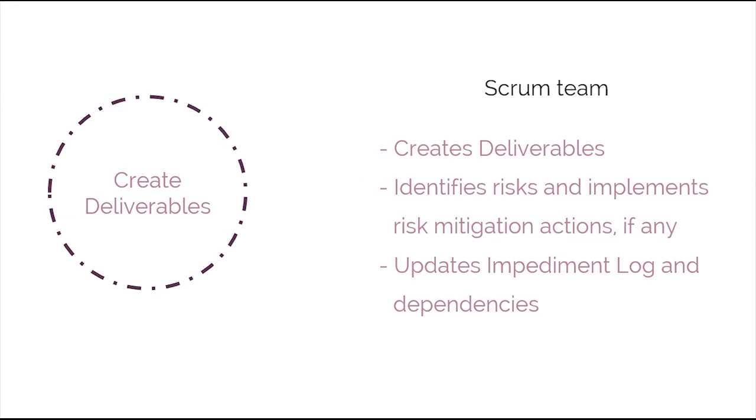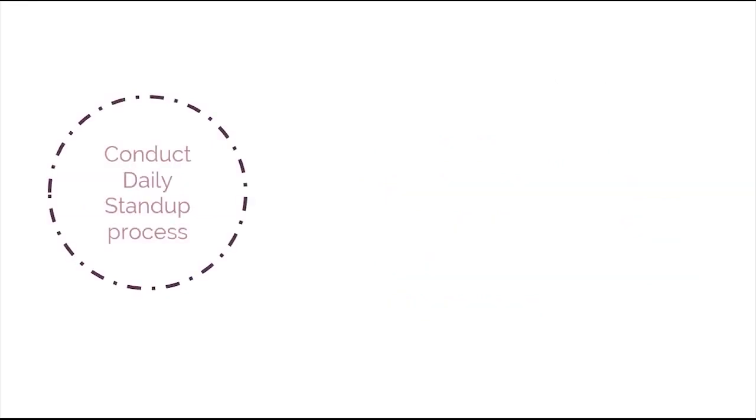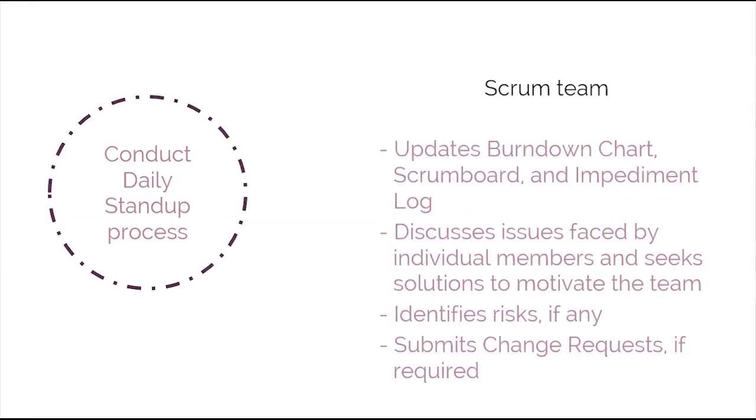For instance, during the Create Deliverables process, the Scrum Team creates deliverables, identifies risks, and implements risk mitigation actions, if any, and updates impediment log and dependencies. During the Conduct Daily Stand-Up process, the team updates burndown chart, Scrum board, and impediment log, discusses issues faced by individual members and seeks solutions to motivate the team, identifies risks, if any, and submits change requests, if required.